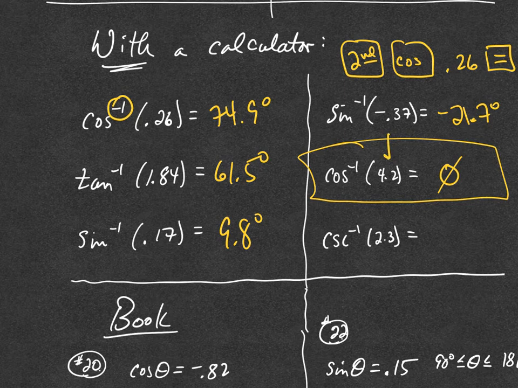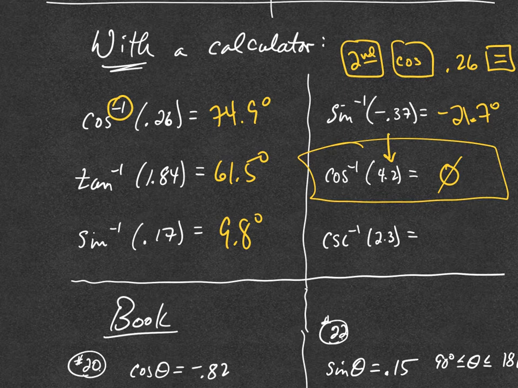So 4.2 is an example of something we can't take the inverse cosine of, and that's okay. And then the sixth one here is kind of tricky because I'm asking you for the inverse cosecant of 2.3. Well, nobody has a cosecant button on their calculator, so how in the world can I expect you to find the inverse cosecant?